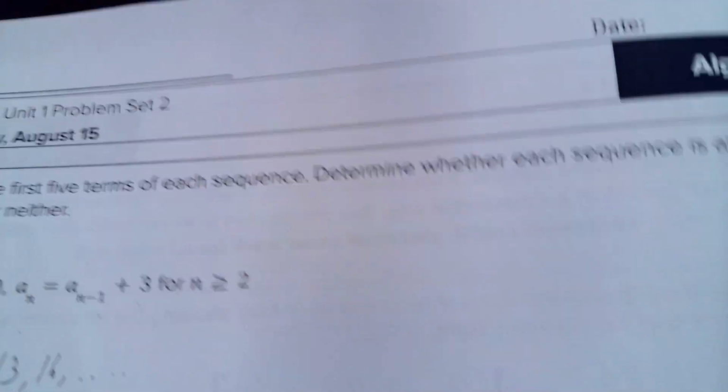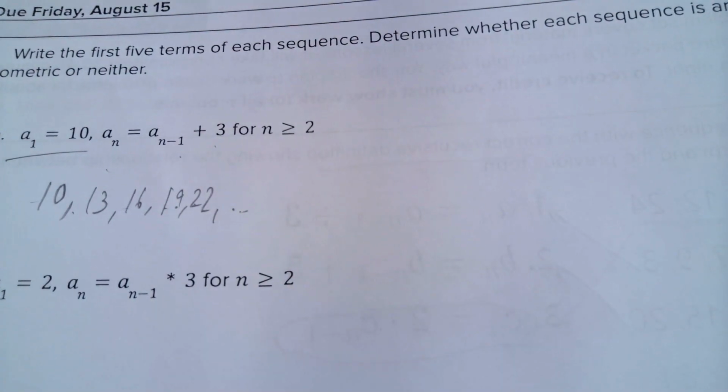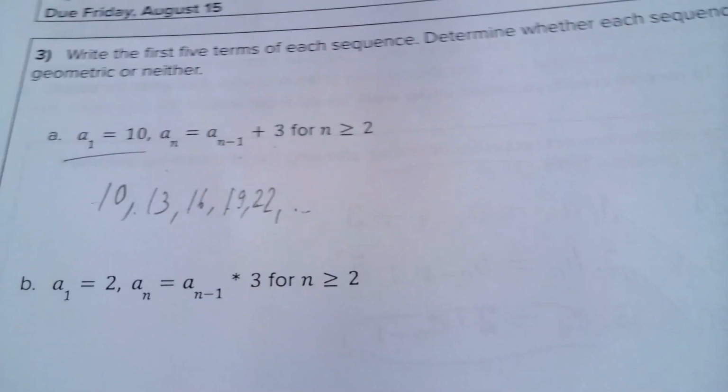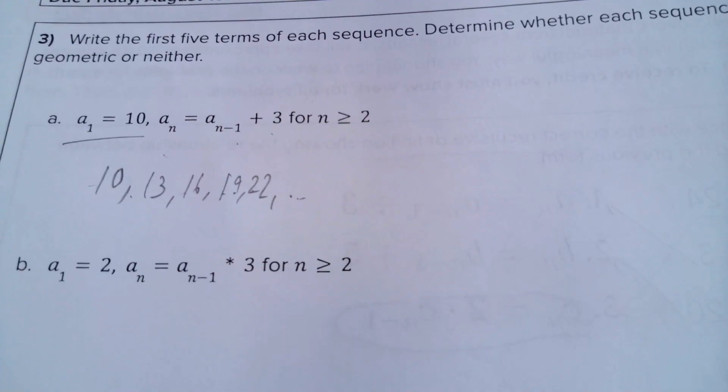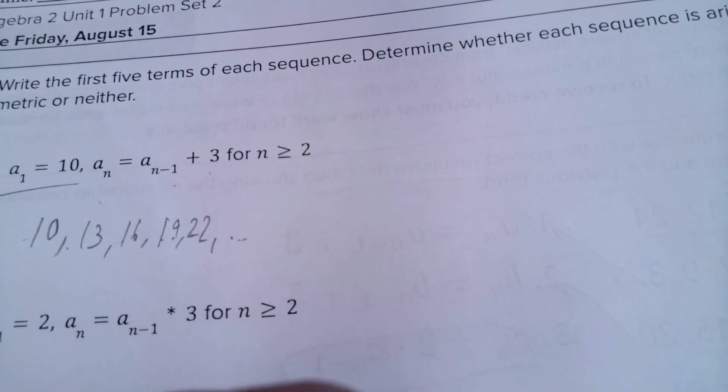I'm asking you to find the 5 terms, so I'm going to do that. 19 and 22, and so on. That's 5 terms, right? Yep, that's 5 terms. I can see that. Yep, 1, 2, 3, 4, 5. Yep, 5 terms. Alrighty, moving to the next one.